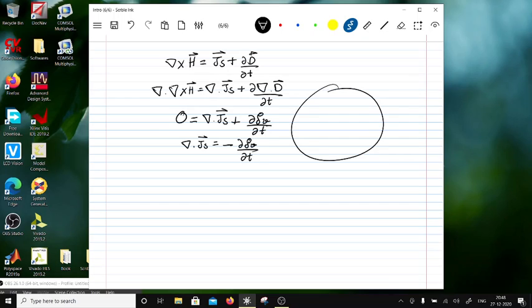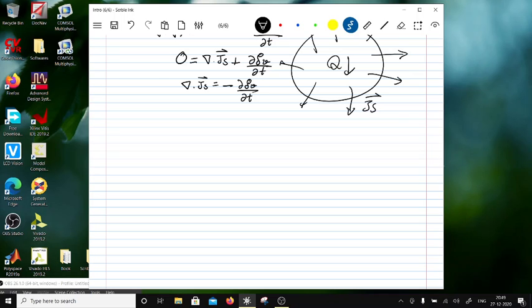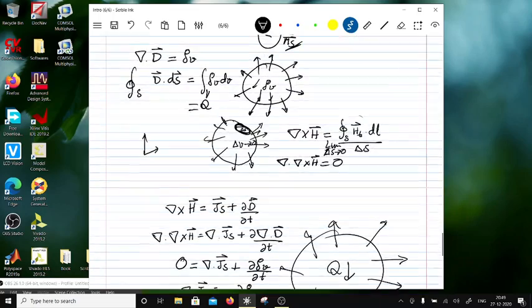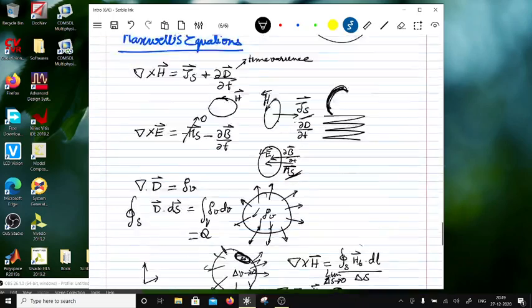Okay, so if there is a charge and there is a current flowing out of it, then if you consider the divergence of current Js, the charge has to shrink down, right? If more and more current is flowing out, then the charge has to shrink to 0, right? So that's why the divergence of J is minus dou rho v by dou t. Okay, so this is the continuity equation.